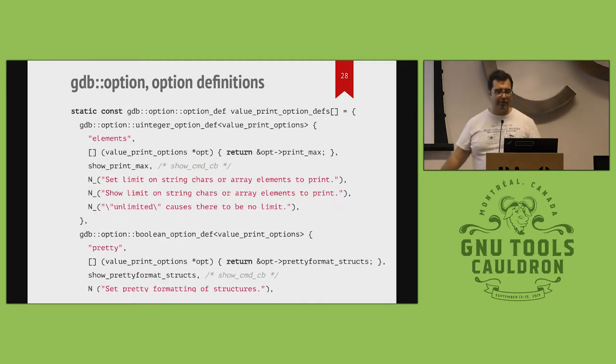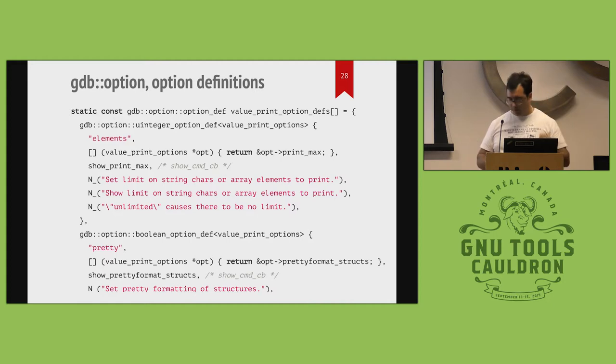Then you write the options like this. It's an array. It's lots of characters, I know. It looks better on your screen, I promise. Here, if you squint, you see two options: the elements option over the top and the print options. Here you define a uinteger option. Here you define a Boolean option. Then you associate the option help strings. And this is a callback, a lambda, that returns the field in the structure that holds the right data for the elements option. Same thing for this one, and same thing for the other 20 elements in this array.